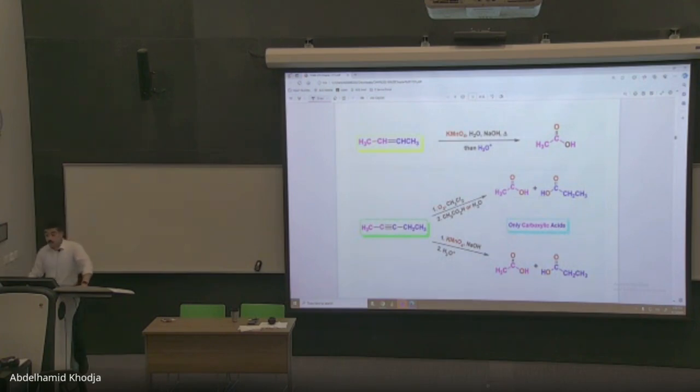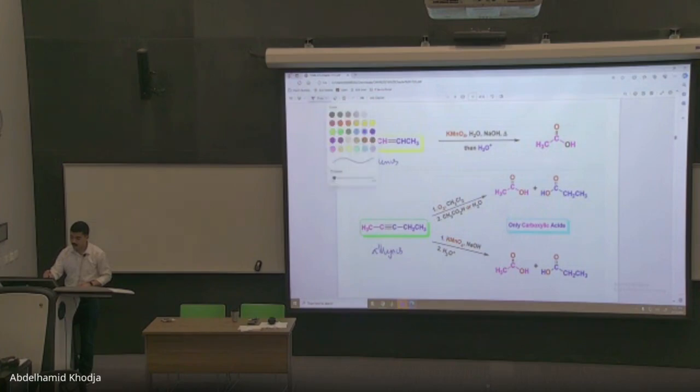Okay, now we're looking at producing carboxylic acids from alkenes and alkynes. Very easily, all we're doing is adding the following reagents: KMnO4, H2O, NaOH, and H3O+. You don't need to know the mechanism. What's really simple is that all you're going to do is cut down the middle here, and you're going to insert.